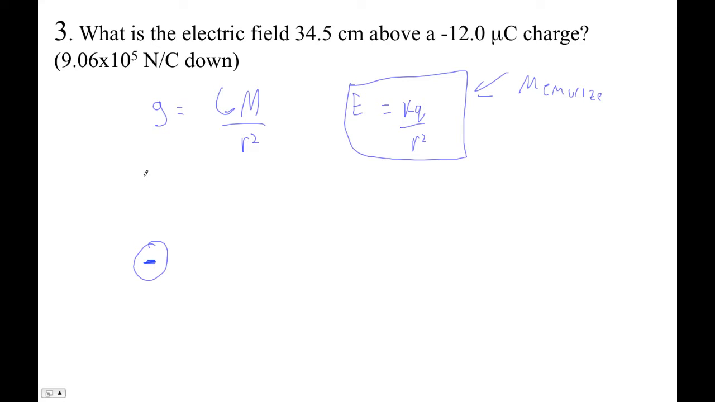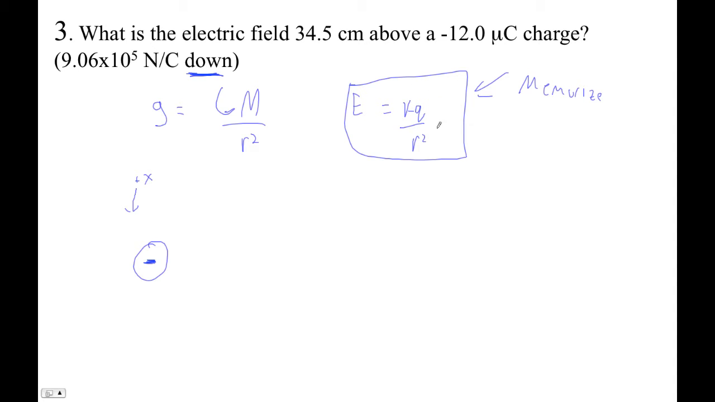If I'm above this charge, right? If I'm at a location above this charge, my electric field, the question is, what would a positive charge start to do? Right? If I put a positive charge here, it would start to go down because it would be attracted to the negative charge. And that's why my electric field is down.